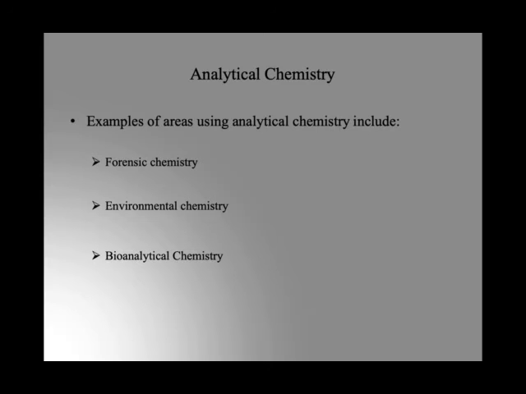Analytical chemistry is used in the following areas. Forensic chemistry is the application of chemical principles, techniques, and methods to the investigation of crime. Environmental chemistry is the study of the chemical and biochemical phenomena that occur in the environment. It relies heavily on analytical chemistry and includes atmospheric, aquatic, and soil chemistry. Bioanalytical chemistry is the examination of biological materials such as blood, urine, hair, saliva, and sweat to detect the presence of specific drugs.